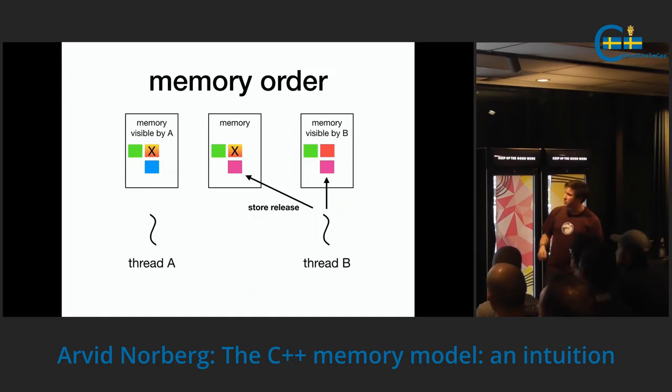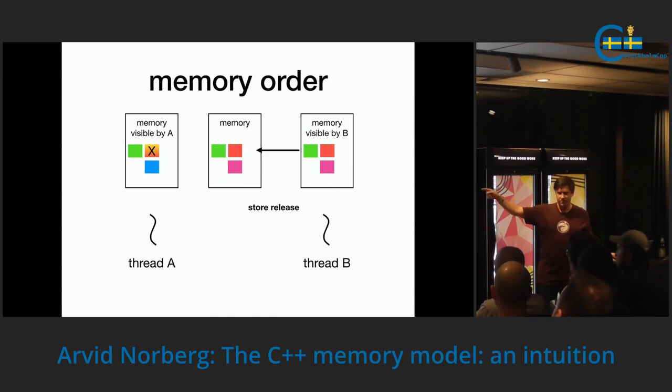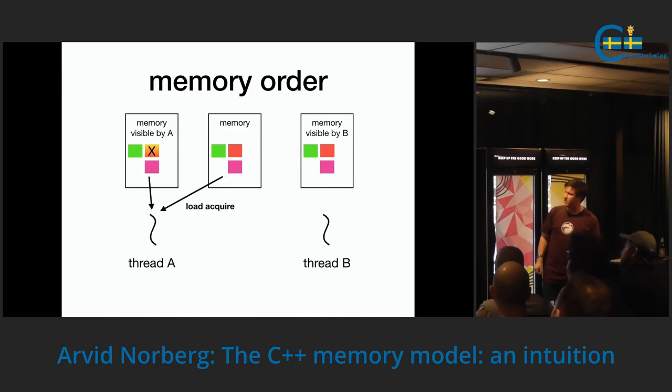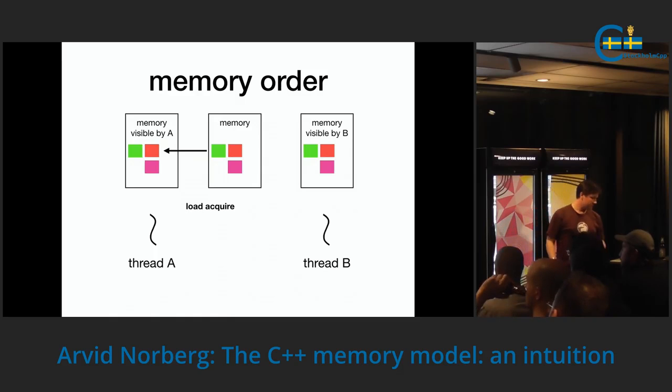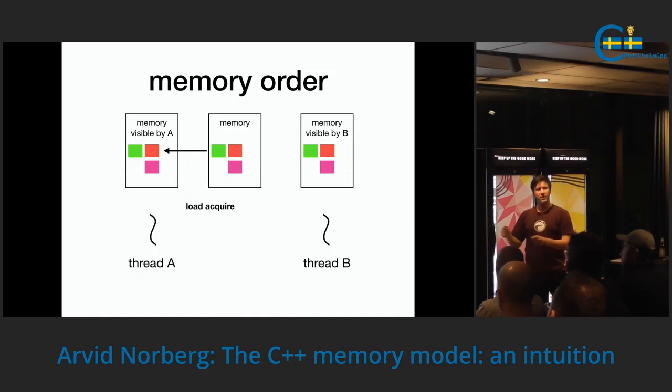But if thread B performs a store release to this atomic variable, it will release that write. Note that from thread A's point of view, it's still a death trap. It's not allowed to look at it until it performs a load acquire on that atomic variable, because that will acquire that memory. One thing to point out is that it's not sufficient to just load acquire. You also need to load acquire and see the write that B has made. You can load acquire all day and see the value that you wrote, but then you're not synchronizing with the thing. It's not until you see the value that thread B wrote that you know that the memory is available.